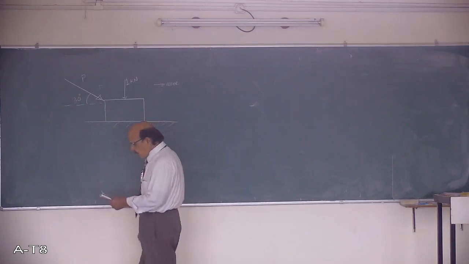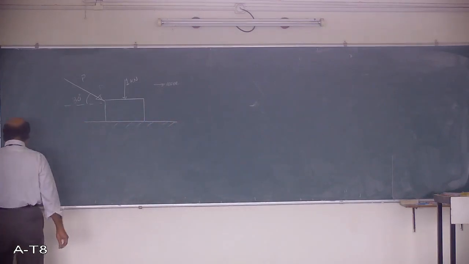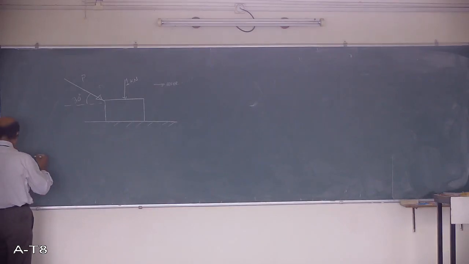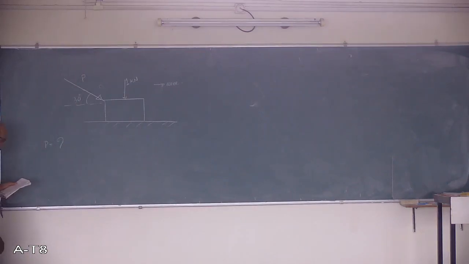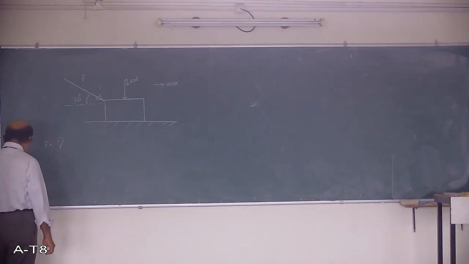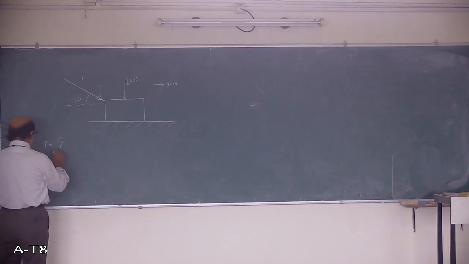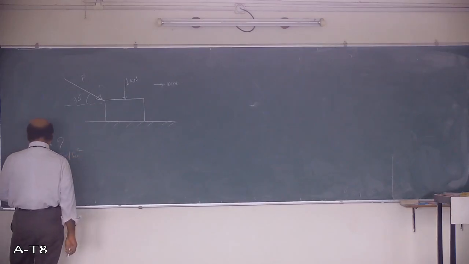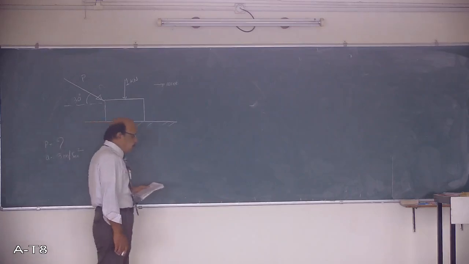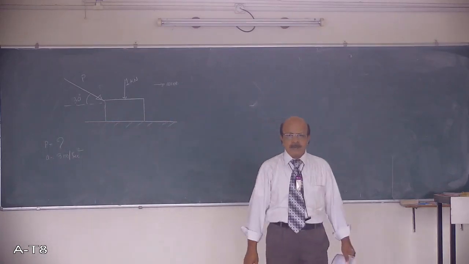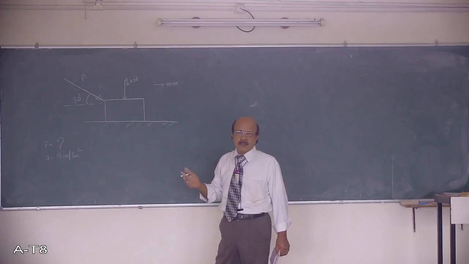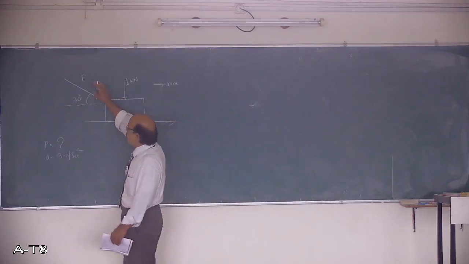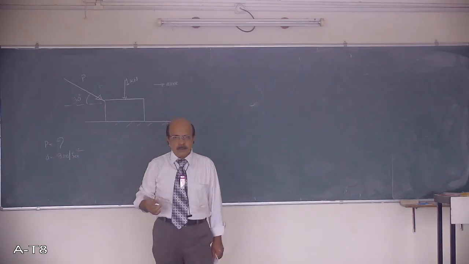Now what they have asked you is that we have to determine P. What is the force I require to apply such that the block should have an acceleration of 3 meters per second square to the right? I should apply a certain force on the block at an angle of 30 degrees so that the block achieves an acceleration of 3 meters per second square. For that purpose, how much force do I have to apply? That is what is required to be worked out from this equation.